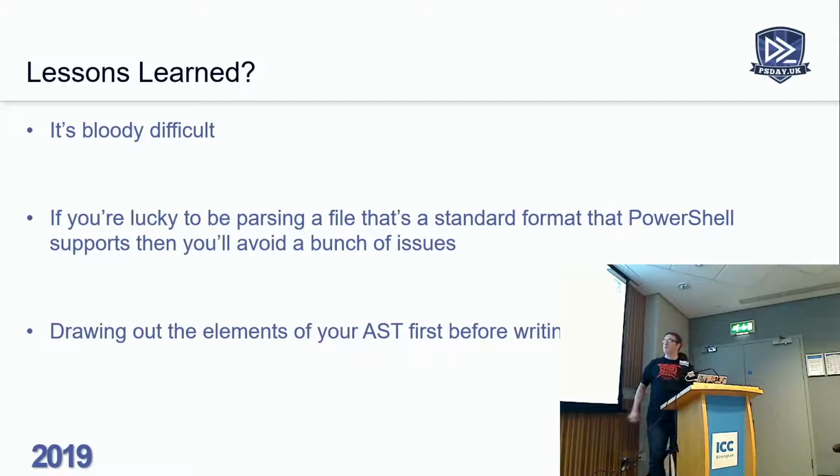Drawing out how the AST should look before writing any code was really good. So I did this, I opened OneNote up, grabbed the pen, went, okay, well, I've got a template, it's got these elements, this thing can look like this, these are the things that this can do. Just reading the docs and going, okay, this is how it can look. How the hell do I model that as a class or as an object of some sort in PowerShell or whatever language I decide to write this in?